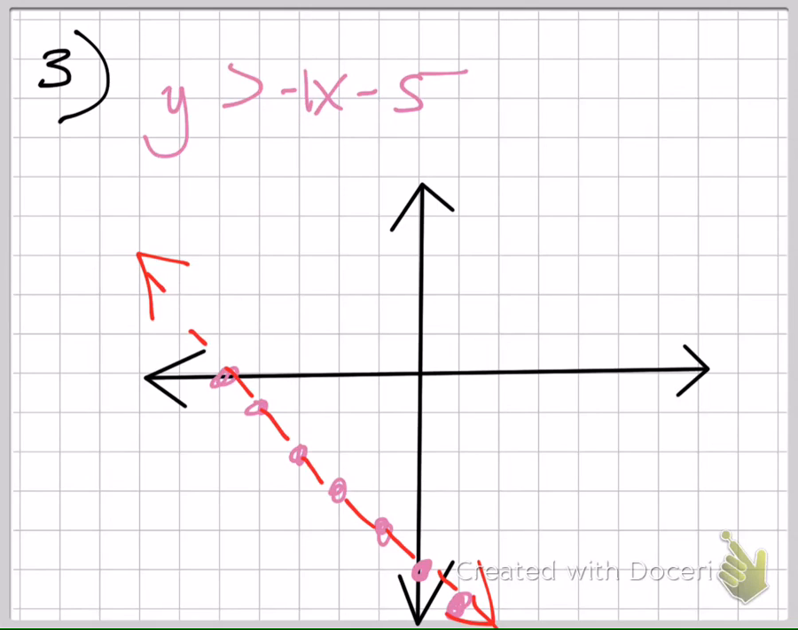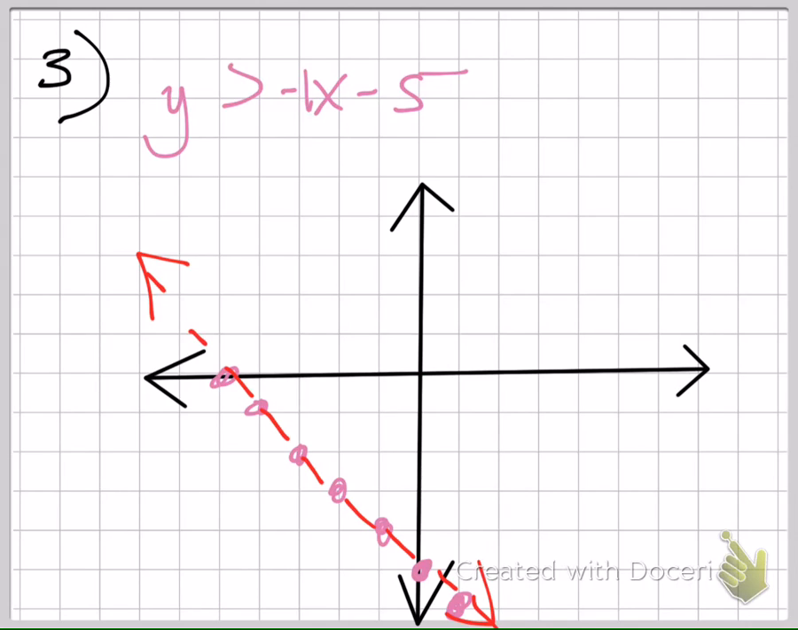When it's just greater than or just less than, it's going to be a dashed line, because that means every point on that line is not included. That's a very important difference between the two. Everything else will be the same. It's still a boundary line, and all the answers are either on this side or this side. We just have to figure out which side they're on.